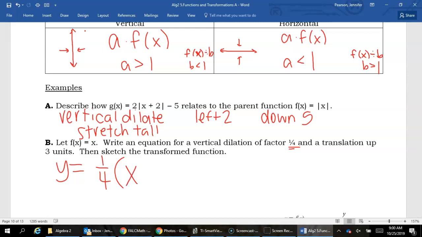And it says up 3. So I don't need a plus or minus inside. It doesn't slide at all. So now I need a plus 3 to slide it up 3. And my graph then would be up 3. And my slope is 1/4.